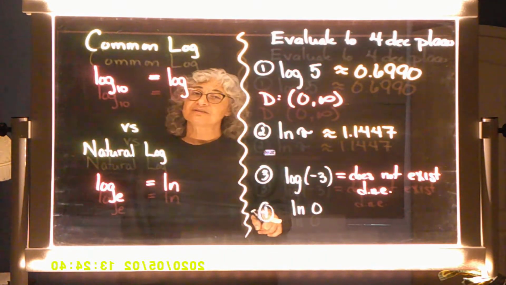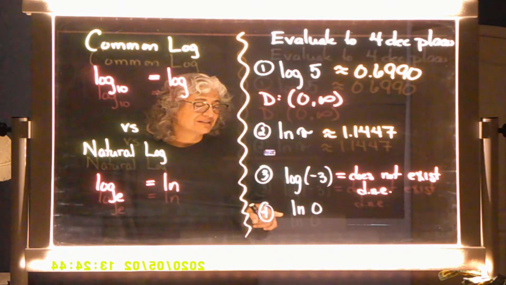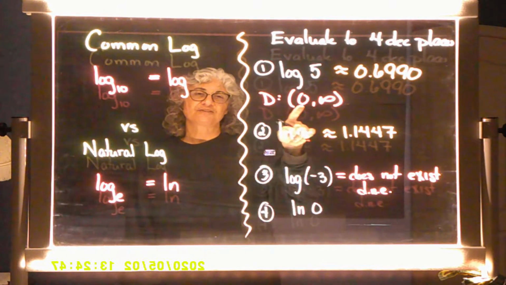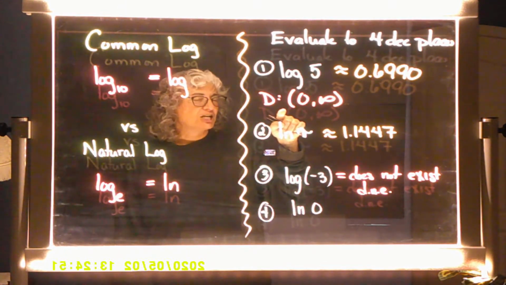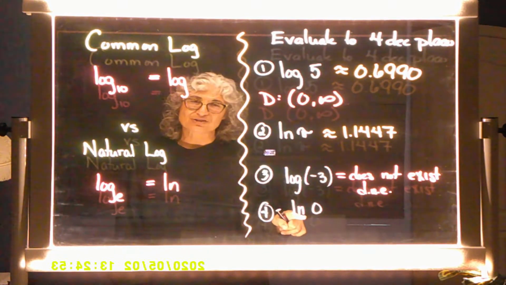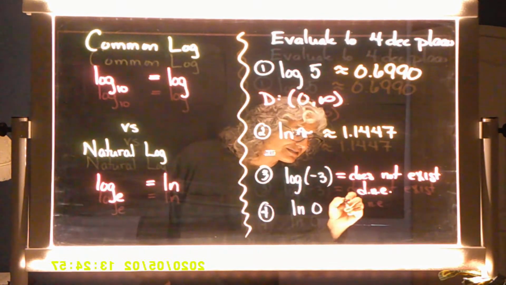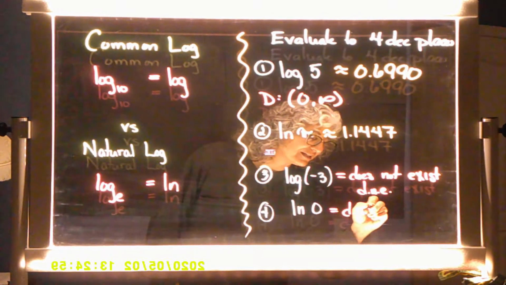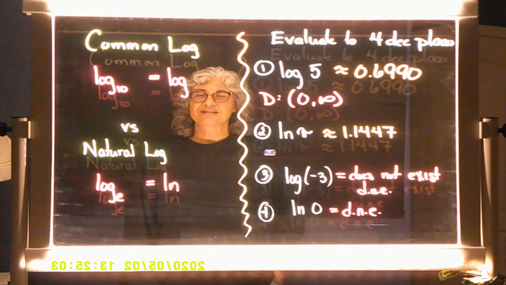Okay, number 4. Wait, what? You got another error? Okay, what's the domain of a log function? 0 to infinity, including the 0? Nope, which means I can't take the natural log of 0 because it's not in the domain. Which means, yep, you said it, DNE, does not exist. Cool? Does this make sense?